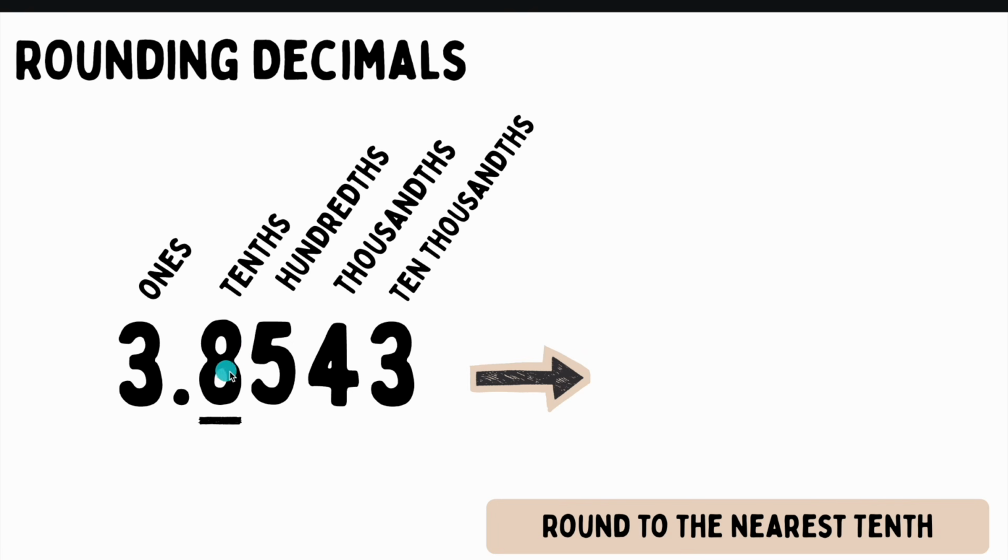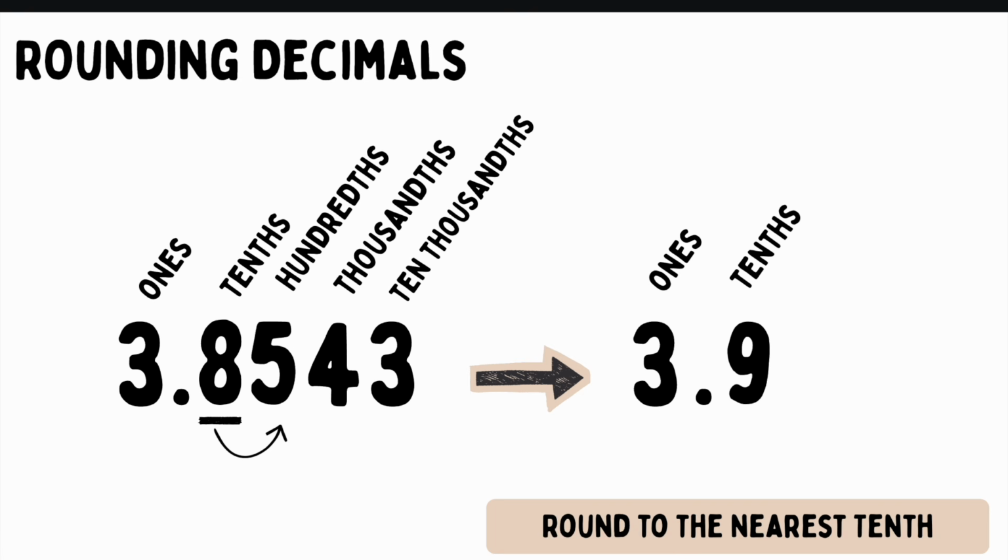In order to round to the nearest tenth, we need to look at the digit in the hundredths place. In the hundredths place, we have a 5. Since this is 5 or greater, the digit in the tenths place will go up 1/10th. So we will write 3.9 or 3 and 9 tenths.